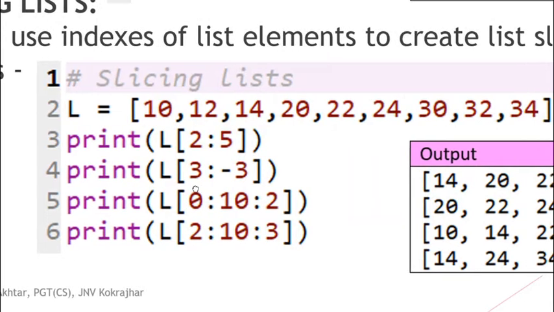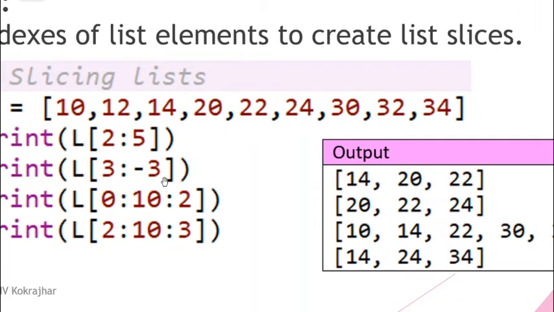Same here, 3 to -3. We know that negative indexing is also there. It starts from the last element, which is given the index number -1, then the second last -2, and the third last -3. This 30 is given -3, and 3 is given by counting 0, 1, 2, and 3, which is 20. So 20 to 30, but it will display one less, that is 20, 22, 24. It is displaying here. See the output.